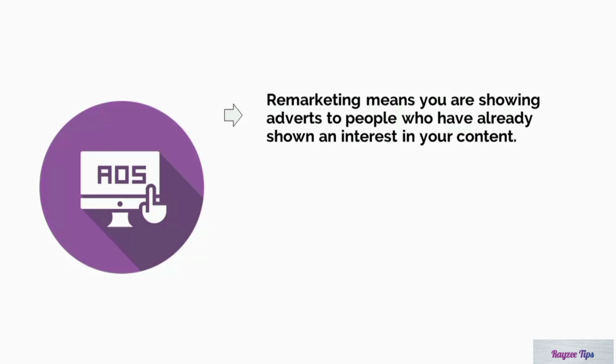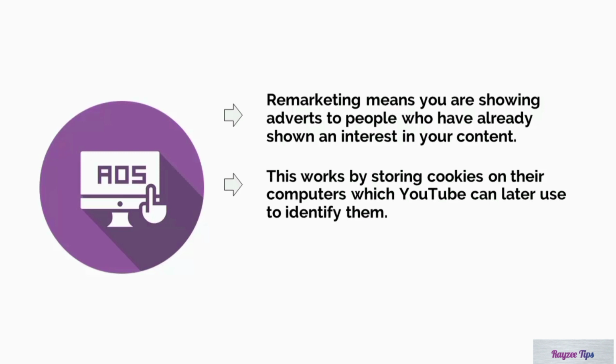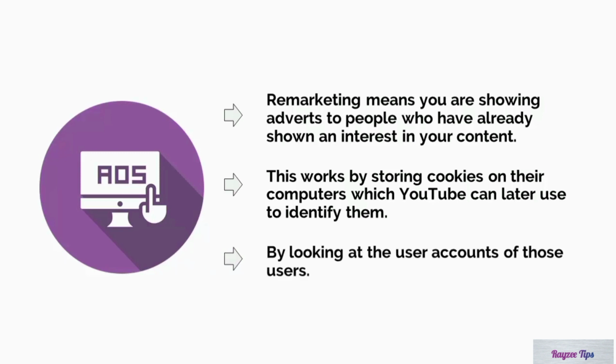Google remarketing is another advanced targeting technique which can be used with YouTube. Basically, remarketing means that you're showing adverts to people who have already shown an interest in your content. This works by storing cookies on their computers, which YouTube can later use to identify them, unless they clear their cookies out of the system, of course, and by looking at the user accounts of those users. This is great because it allows you to once again avoid people who have no interest in your content, and the options available here are also quite varied, allowing you to pick very specific people to advertise to.